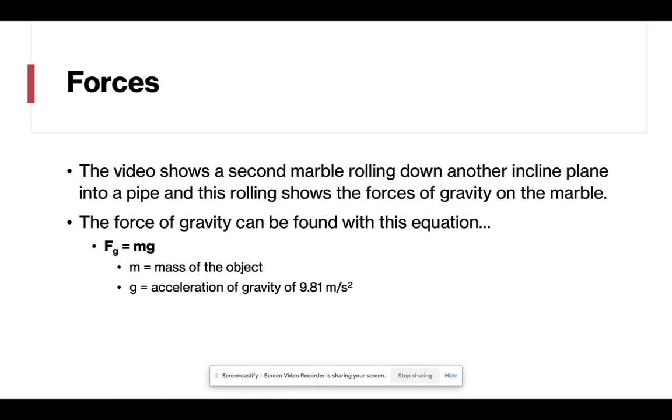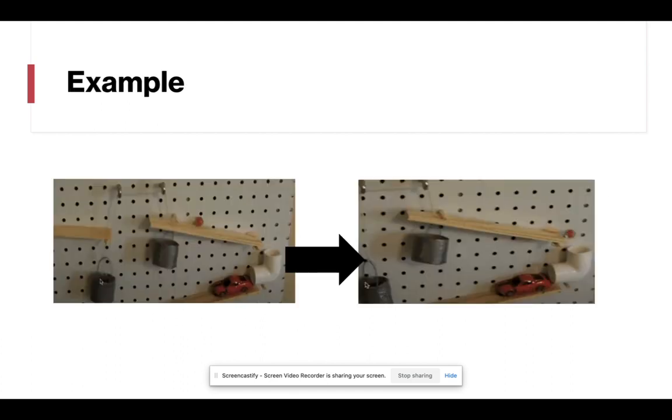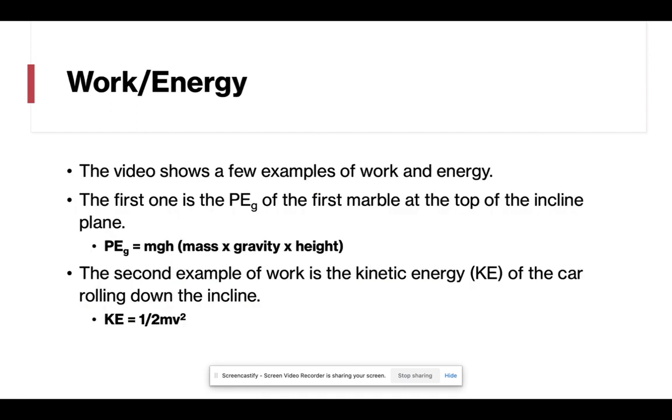My example of forces in this video is shown by a second marble rolling down another inclined plane into an angled pipe. This shows the forces of gravity on the marble. The equation to find force of gravity is known to be the mass of an object times g, or the acceleration of gravity. Here we can see the mass of our marble, and this is going to be the downward acceleration due to gravity, and we'll multiply these to find the force of gravity.